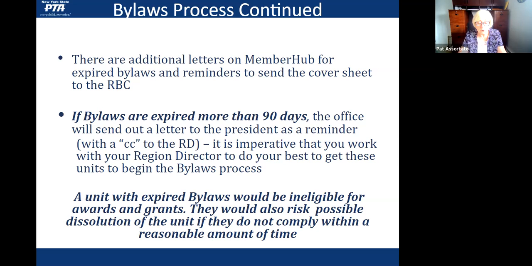It's imperative that you work with your region director to do your best to get these units to begin the bylaws process. Usually the office will notify the region bylaws chair or the region director before they send out these letters. A unit with expired bylaws would be ineligible for awards and grants, and they also risk possible dissolution of the unit if they do not comply within a reasonable amount of time.